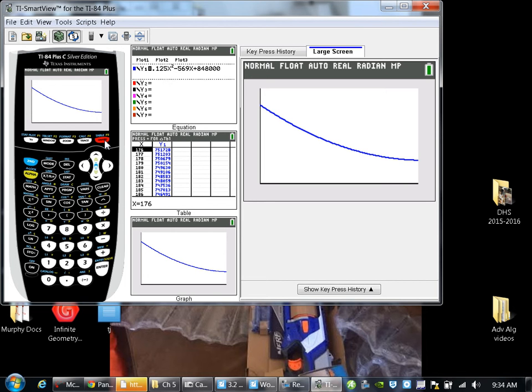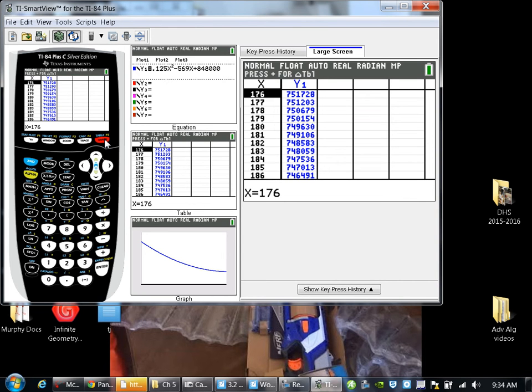So now they're looking at for what volume is the value, I keep saying volume, sorry. For what value is it at least 400,000? So this might be very easy to do. Let's go to our table. Right now, my table is starting at 176. Do you remember how to change your table start? Second, table set. Very good.